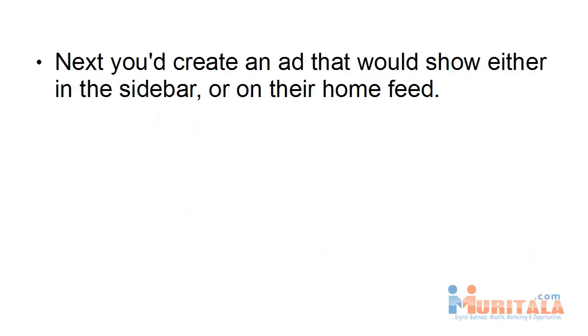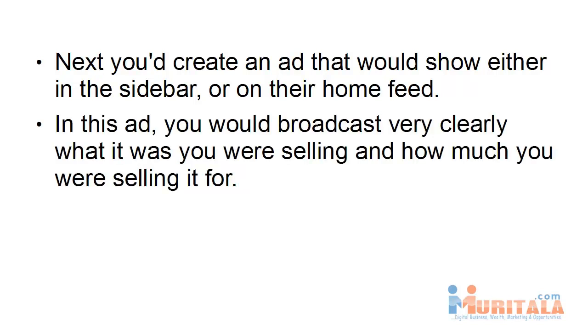Next, you will create an ad that would show either in the sidebar or in their home feed. And in this ad, you will broadcast very clearly what it was you were selling and how much you were selling it for. So you will want to have a nice eye-catching ad. You'd want to have a picture of the ebook cover. You'd want to have a nice graphic, perhaps showing somebody working out like we did in the last slide. You will want to have something that would scream out to anybody who saw it exactly what this ebook was about. So you could eliminate anybody who didn't want to buy it.